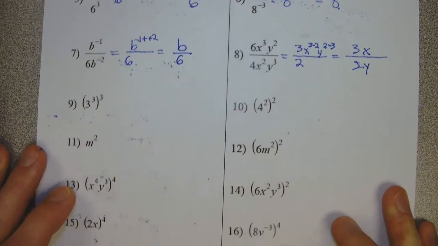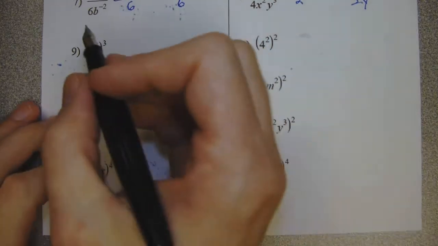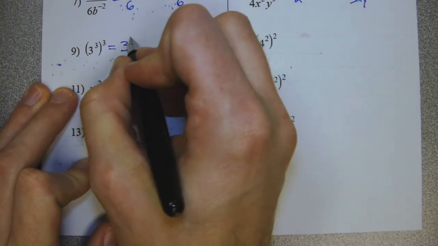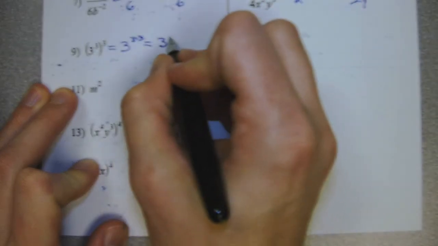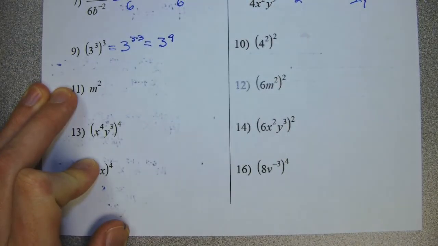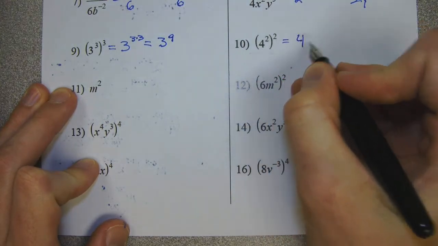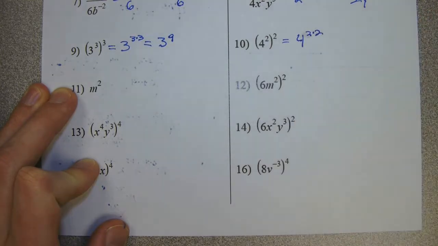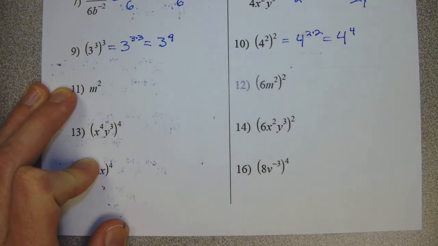Okay. Let's try these last bits. Notice these are all powers of powers, just like we've been talking about today, and we multiply. So again, keep the base. So I've got 3 to the power of 3 multiplied by 3. So that's just simply 3 to the 9th. All right. Here I've got 4 to the second taken to the second. So we keep the base of 4. And then we'll take our power of 2 and multiply it by the other power of 2. In this case, we end up with 4 to the 4th power.